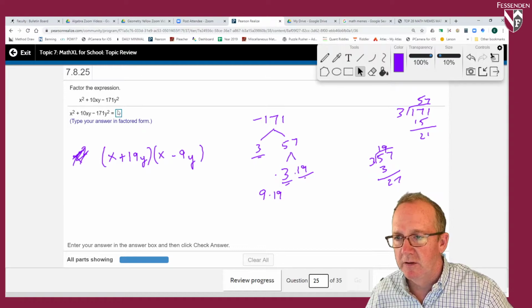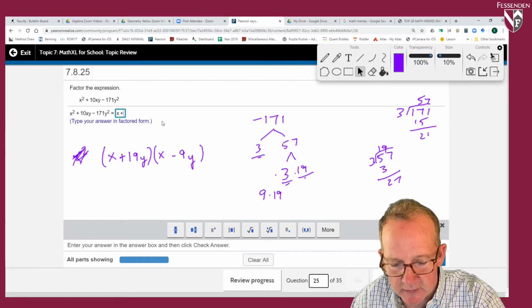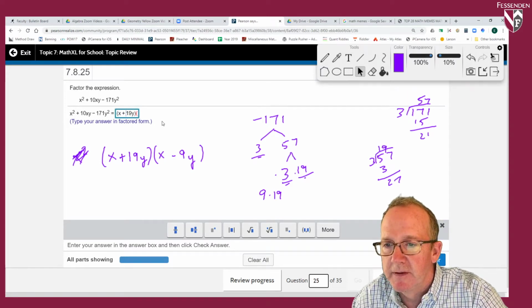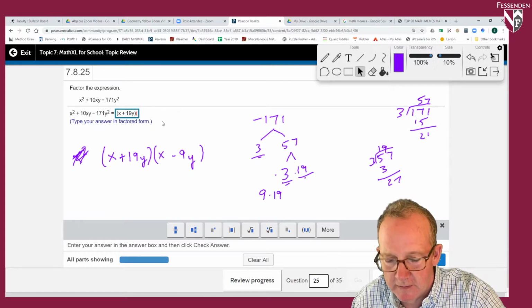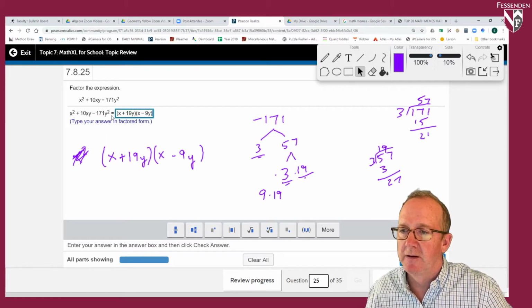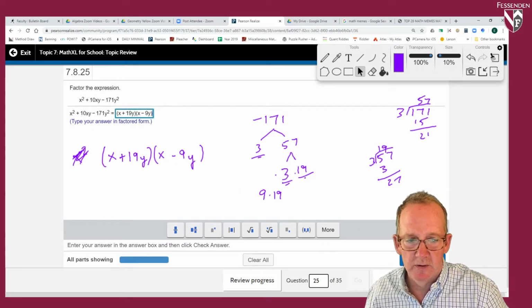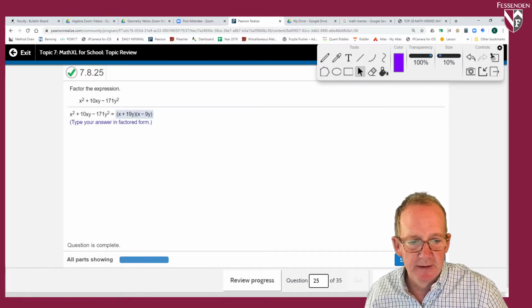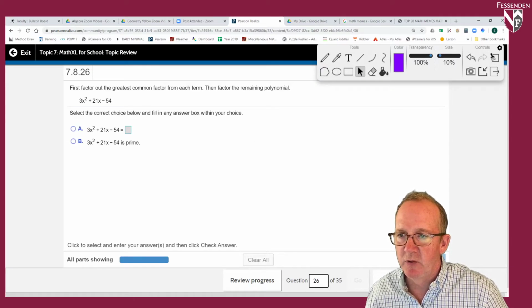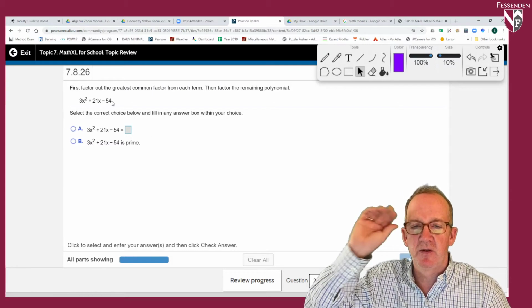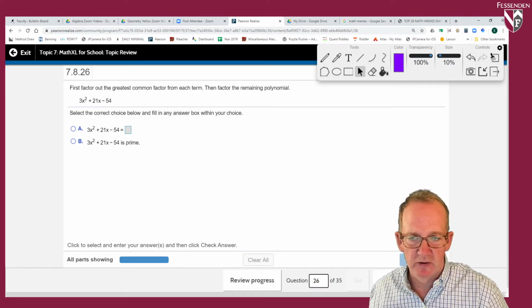Put our answer in. And it's x plus 19y. I didn't put my first parentheses in. And then x minus 9y. What do we think? I think that's good. Challenging problem. Very good. Let's go on to where a is greater than 1. For these, make sure you divide out the GCF, take the 3 out first, and then you should be fine to do this. We're not going to do that one right now.